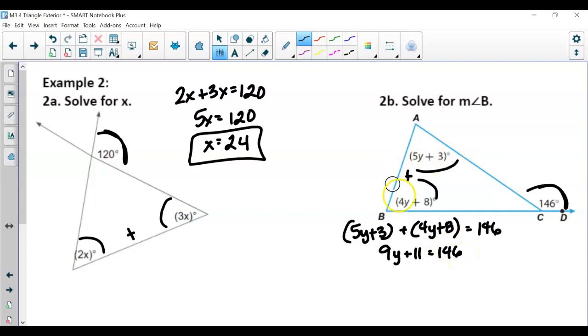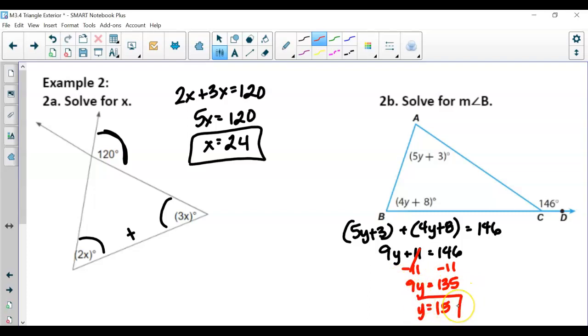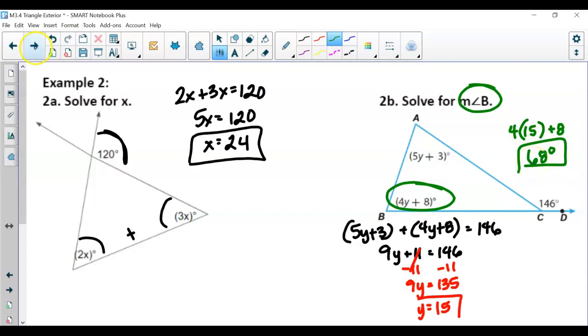So now we can go through and solve. So here we go. After subtracting 11, right, from both sides, you get 9y is equal to 135. So when you divide it, you should get y is equal to 15. So is this our answer? No, because we're looking for the measure of angle B, which is here. So 4 times y, which is 15, plus 8. So the measure of angle B is 68 degrees.